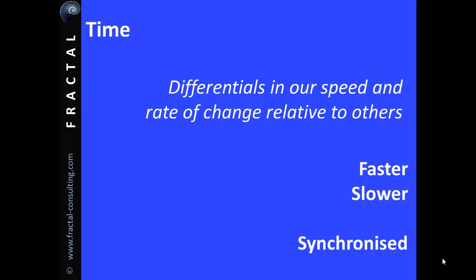Time is about differentials in our speed and rate of change relative to others. In patterns of strategy, one possibility is a faster-slower relationship in which one actor moves or changes significantly faster than the other. And if one actor is faster, then the other is obviously slower. The alternative is both actors are synchronised and move and change at a similar rate. Speed for each actor is defined in relation to the other actor, where there is a significant differential in their pace of action or change, whether strategic or operational.